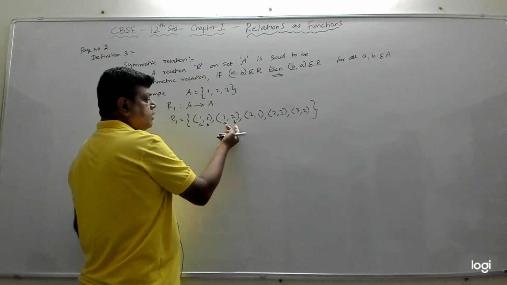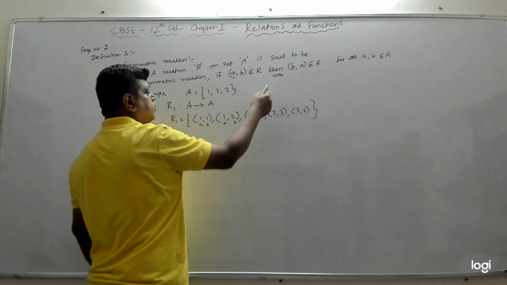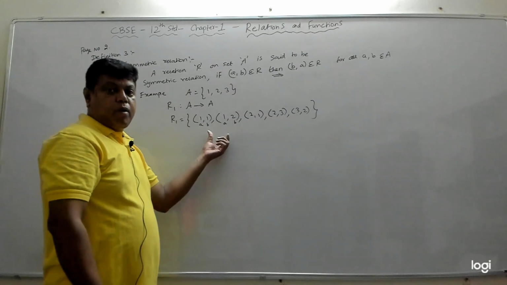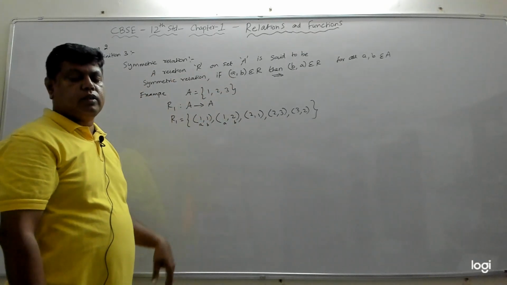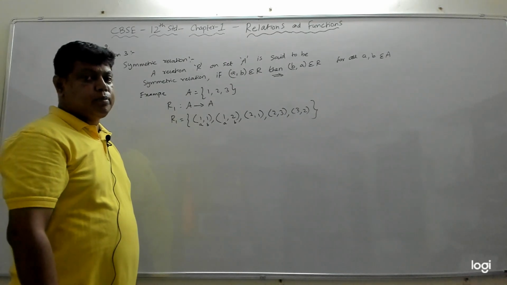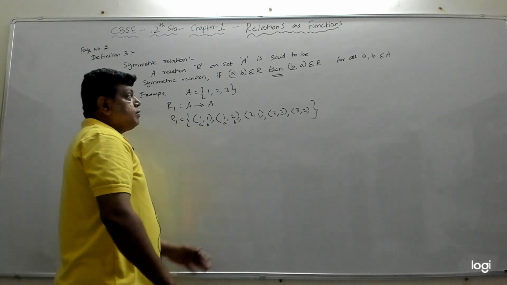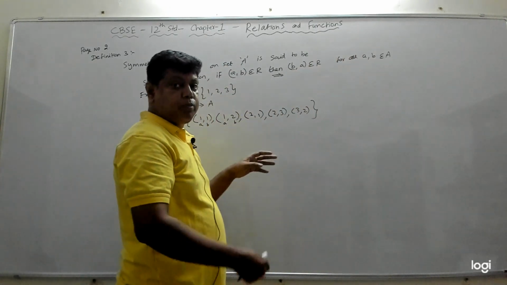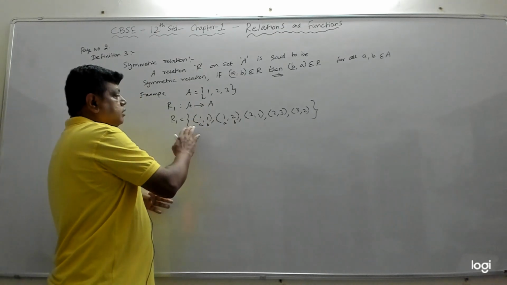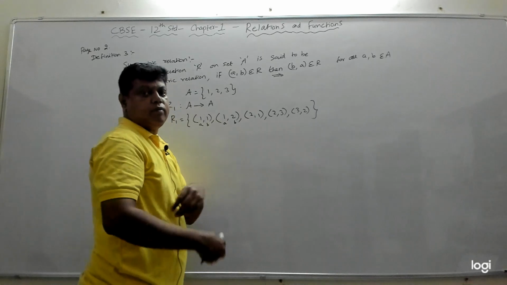The reverse of this means B comma A. What is B comma A? B comma A means 2 comma 1 should be in R. Whenever A comma B is in R, then the reverse also should be in R. Then you call such a relation a symmetric relation. Again, we have to check this for every element in R. Here we say for all A comma B in A, which means for any element in R1, whenever this is satisfied, the reverse also should be there.